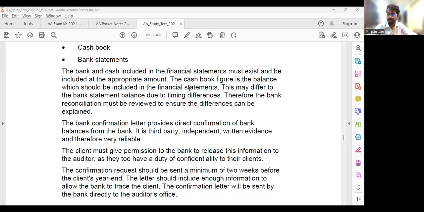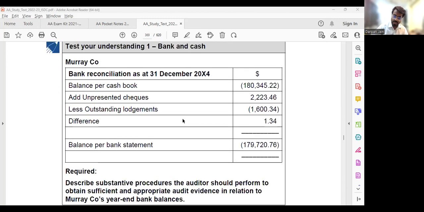Done? Now, what we'll do is we'll go and see one of the examples, one of the questions, so that you get to know how you write your procedures. And you need to see this question carefully, because you need to remember all of the procedures that we are going to see. Yes, see this question.